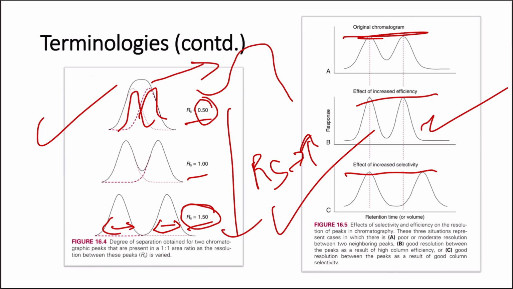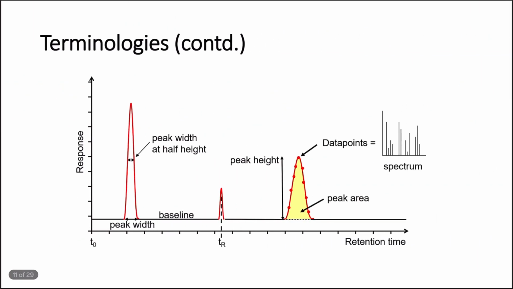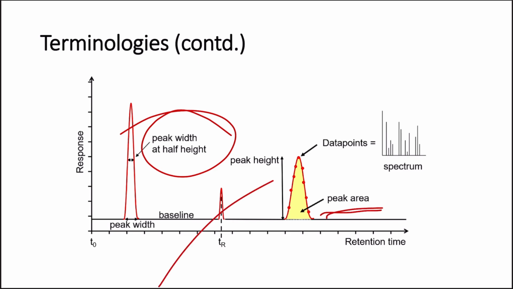Now coming to the next thing, that is peak width and half height peak width. As you can see here, this is the half height peak width, then we have the entire peak height, then we have the peak area, that is the area under the peak. These are the terms which I have already discussed. Then this is the retention time.